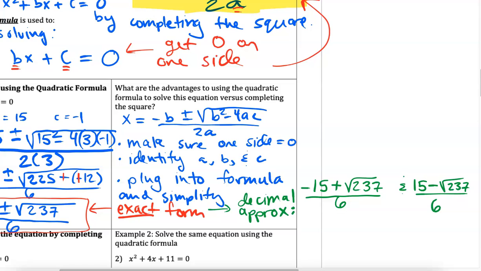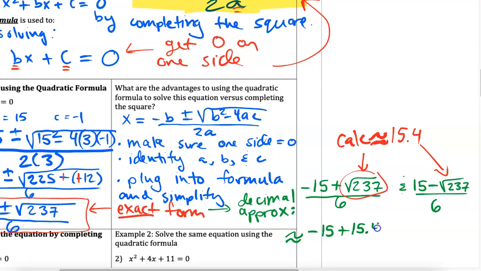With a calculator, we can see that the square root of 237 is approximately, so not exactly, but approximately 15.4. That's the approximate, right? That's what this squiggly means. So then these values are approximately equal to negative 15 plus 15.4 all over 6, and then negative 15 minus 15.4 all over 6.